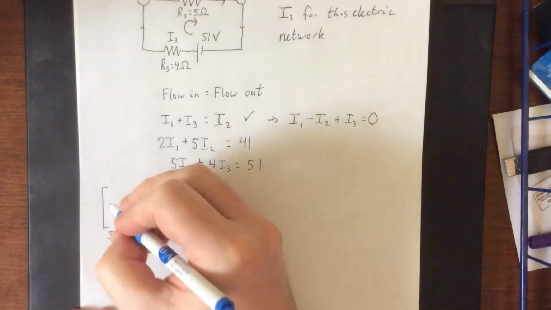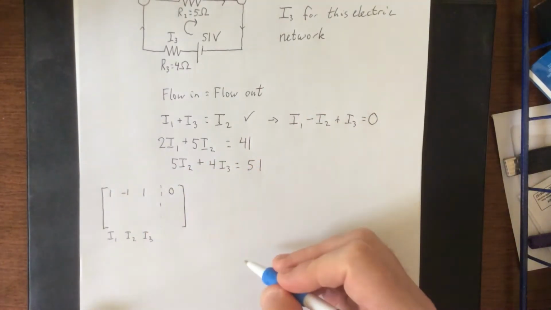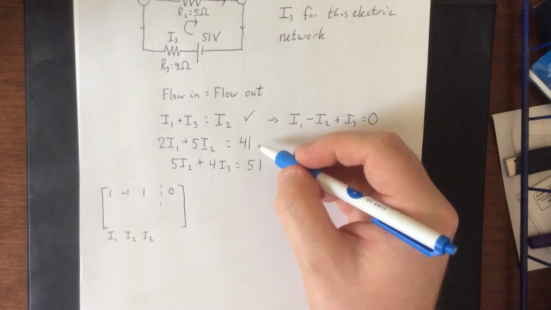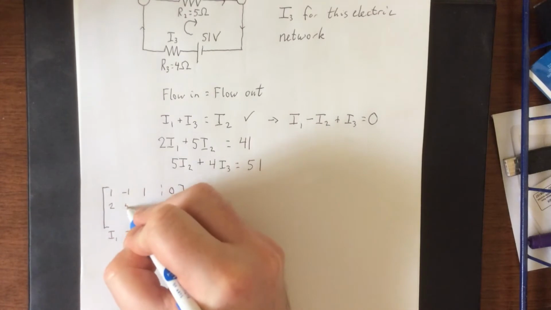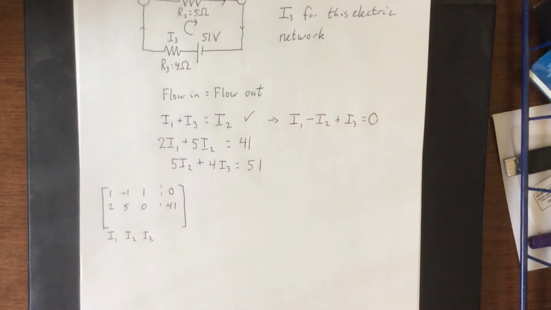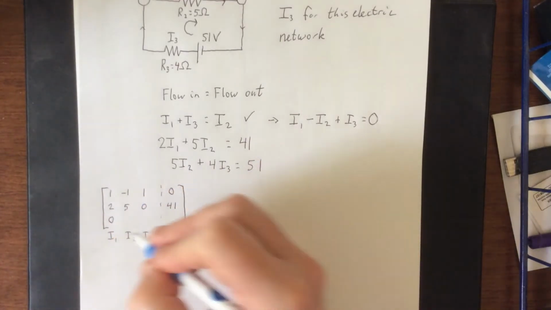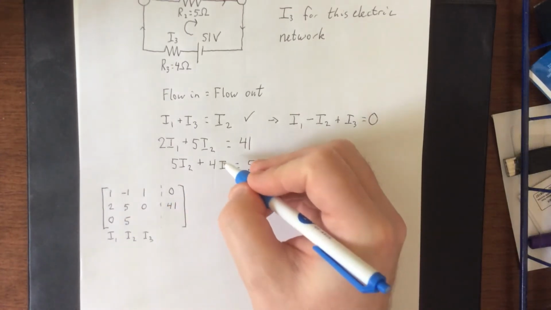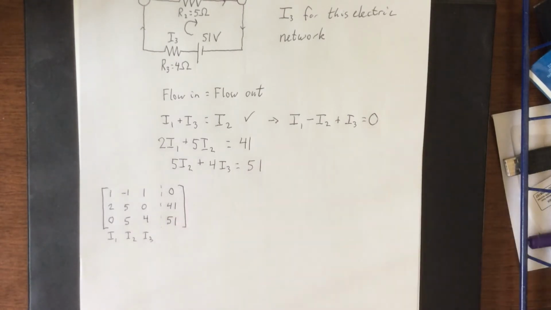The first equation we can model using 1, negative 1, 1, and it'll be equal to 0, so augment of 0. For the second equation, we could do 2, 5, and since there is no I3 term, we would use a 0 for that one. Augment is 41. And then finally for the last one, there is no I1 term, so we'll use a 0 for that, 5 for I2, and then 4 for I3. That's going to give us a voltage of 51. This is what I'd like to take down to reduced row echelon form.